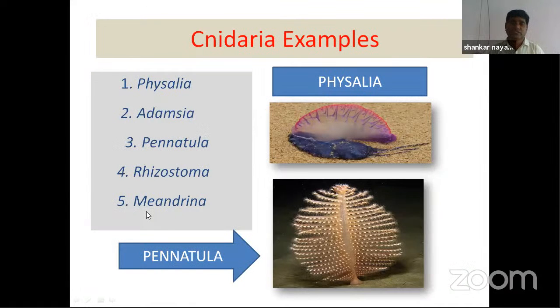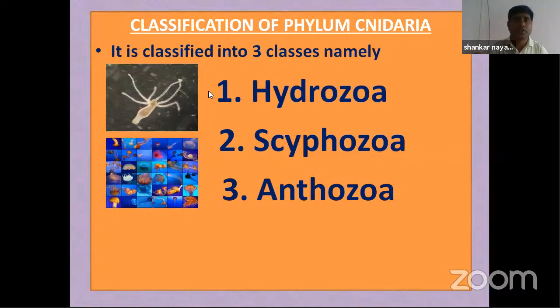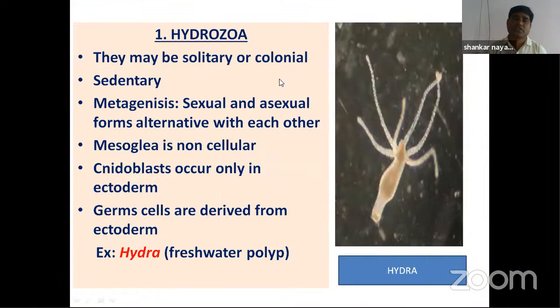A few examples for cnidaria: Obelia, Adamsia, Pennatula, Rhizostoma, Meandrina. All these are examples for cnidaria phylum. See in these diagrams how beautiful these cnidarians are. When we see the classification of cnidaria, the cnidaria is classified into 3 classes: Hydrozoa, Scyphozoa, and Anthozoa. These are the 3 classes of cnidaria phylum.